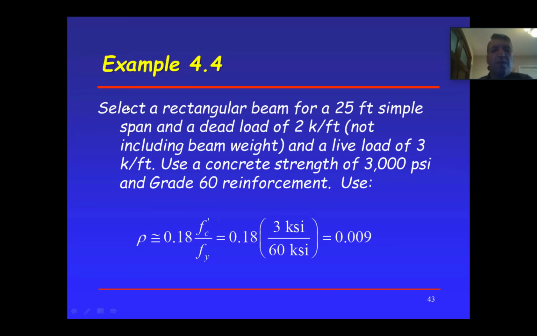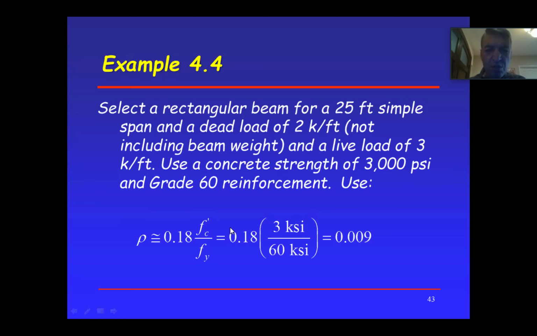Example 4.4. It says select a rectangular beam for a 25-foot simple span, I mean, simply supported, and a dead load of 2 kips per foot. See, that's the dead load, not including beam weight. So the beam weight has not been included here. And a live load of 3 kips per foot. Use again concrete strength 3,000 and grade 60,000. So when I go to those tables, Mu over phi b d squared, I need to be in this table, not the one I just used, because this is 3,000, 60,000.